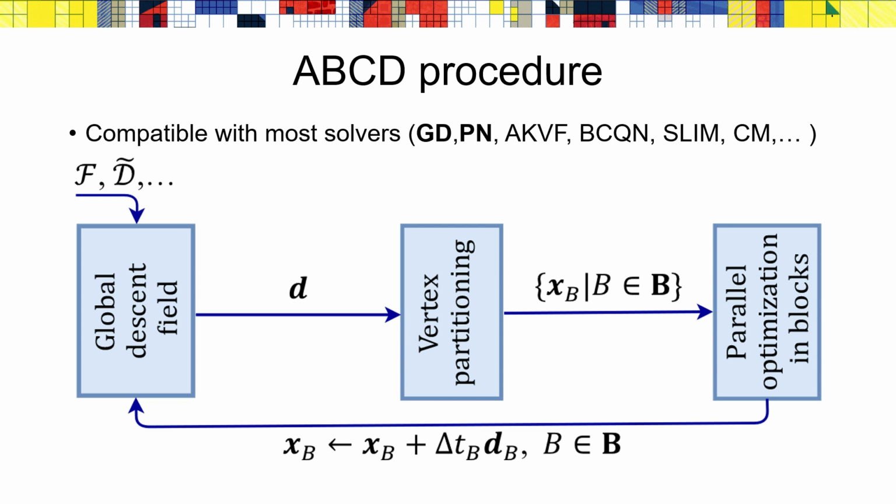Our algorithm is very general and is compatible with most first and second order solvers. In the following examples, we'll use gradient descent and projective Newton solvers for minimizing F and d tilde distortions respectively. In the paper, we explain why we chose those geometric solvers. Also, note that unless stated otherwise, we assume that d is a symmetric Dirichlet energy.